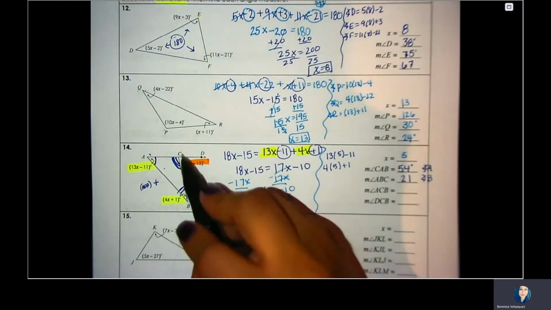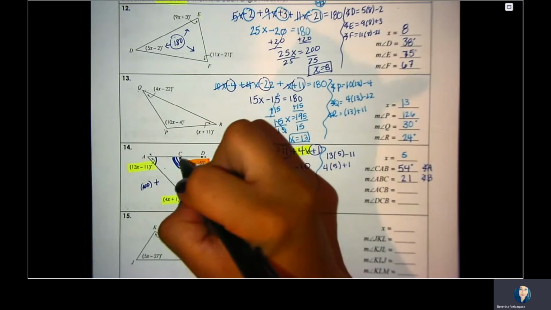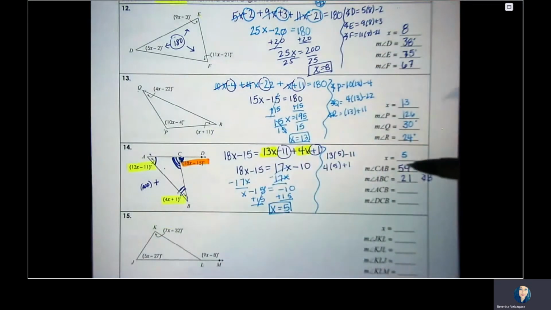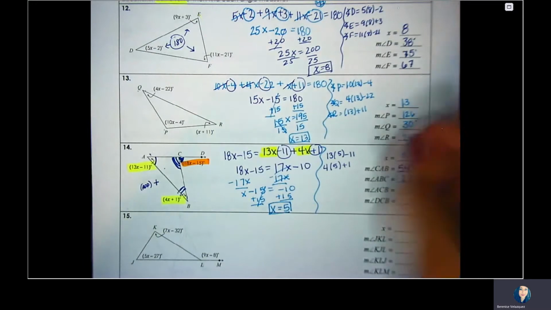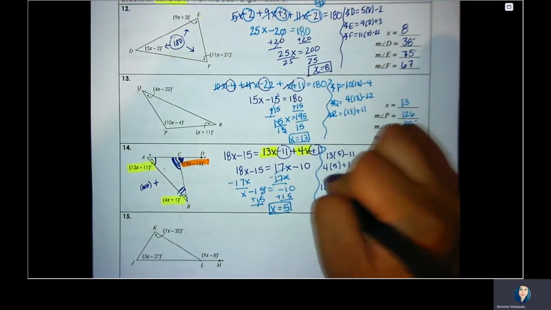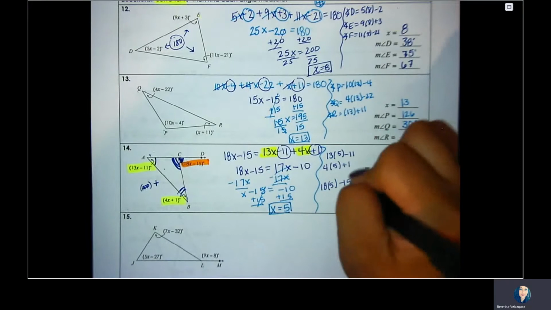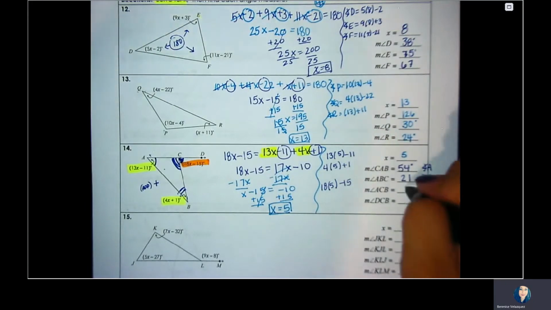DCB, DCB is this one here. Okay, I do have an equation for that one. That's the 18x minus 15. So I'm going to put 18 parentheses 5 minus 15. That's going to give me, remember, not this blank, but the next one. And that's going to give me 75.